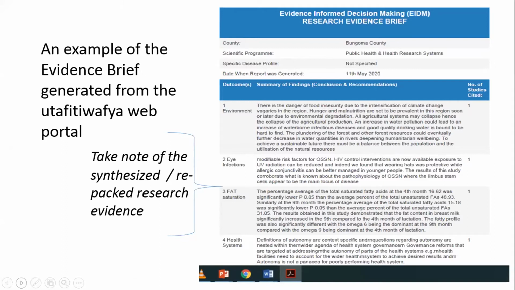So this is just an example where we have the outcome and the summary of findings. Here, actually, because it was just the beginning to test, there were just single studies cited, and this is actually a research evidence brief, not a policy brief. Remember, for a policy brief, you have to read through several papers discussing the same subject. But if you want a research evidence brief from just one research, then it's possible also to summarize this and find information that you can pass on to the policymakers to implement. Next slide, please.